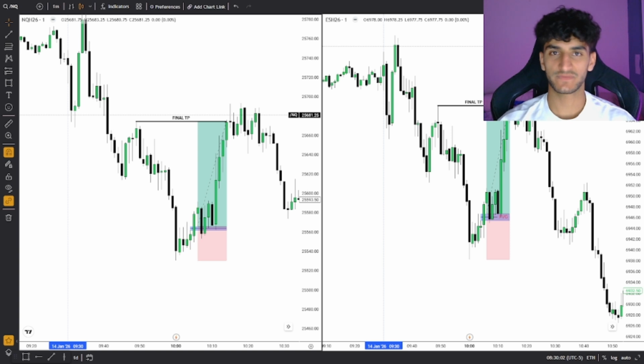Now, in today's YouTube video, we'll be going through the ICT silver bullet model. I'll be sharing with you guys the full criteria of this model from A to Z. And also, I'll be sharing with you guys my trade that I took this week in order to clarify the model as well. So without further ado, let's get right into the video.